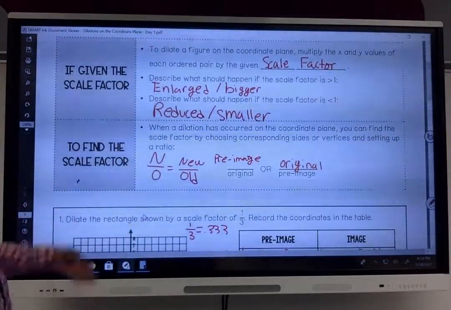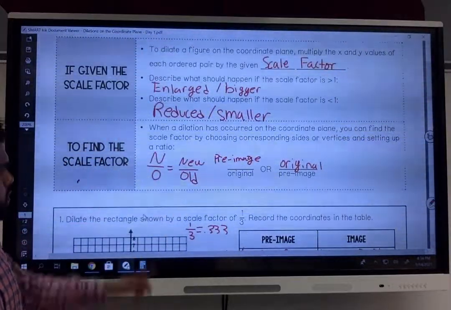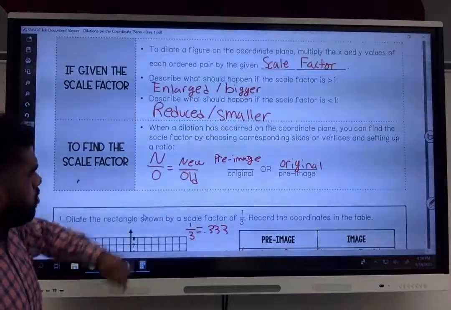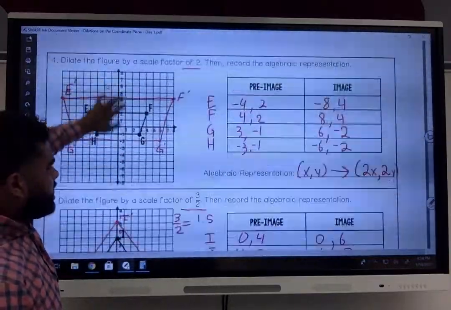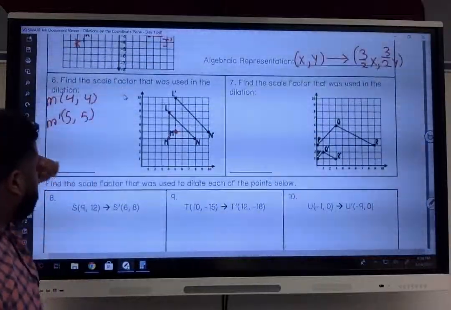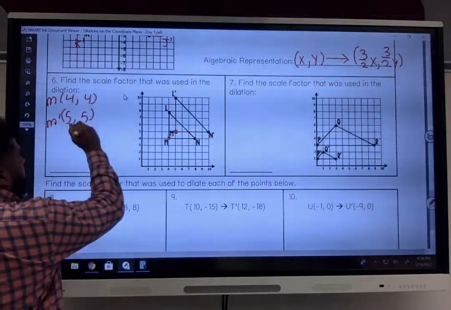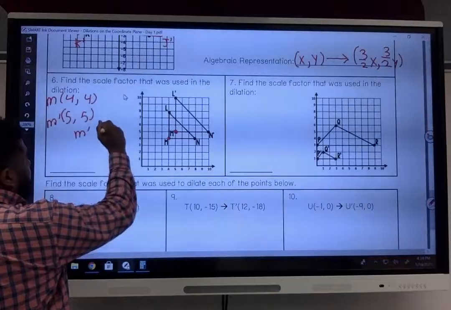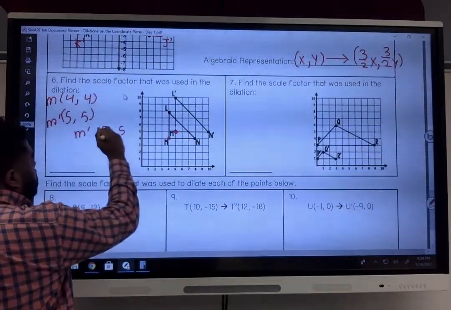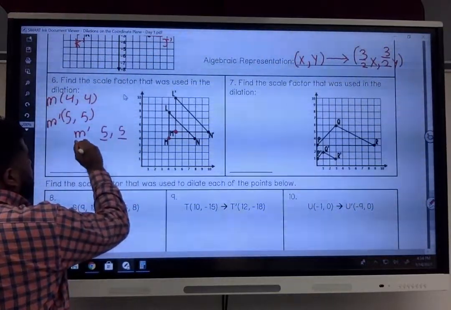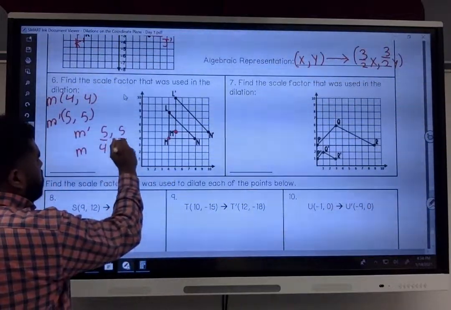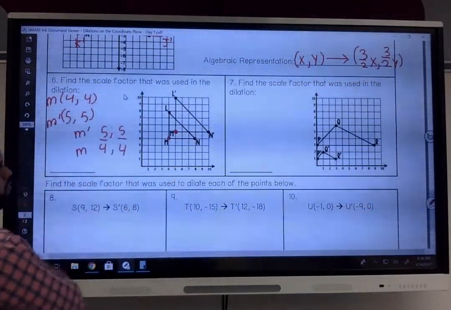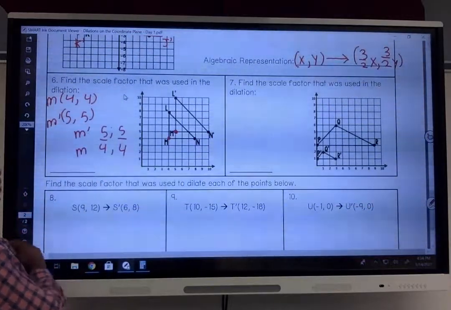So again, when you're trying to find the scale factor, you're going to do this right here: new over old. New divided by old. So let's take our new point, in this case our new point M. M prime was at 5, 5, and then M was at 4, 4. This is the new M at 5, 5, and the old M is at 4, 4.